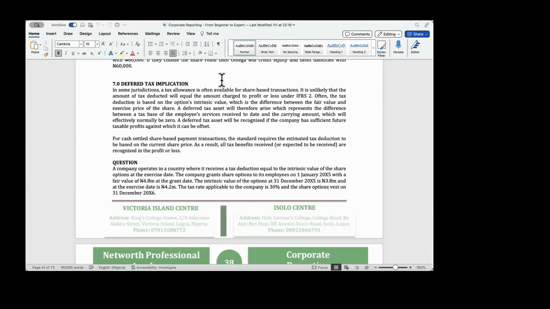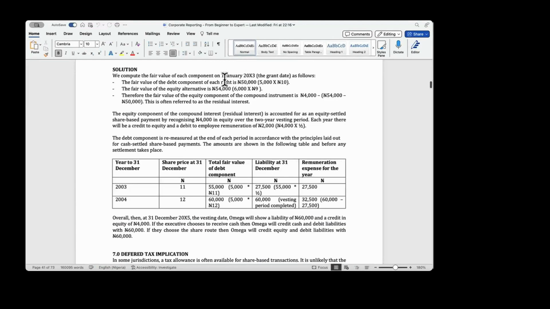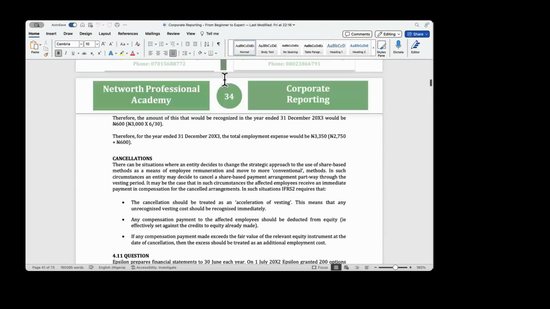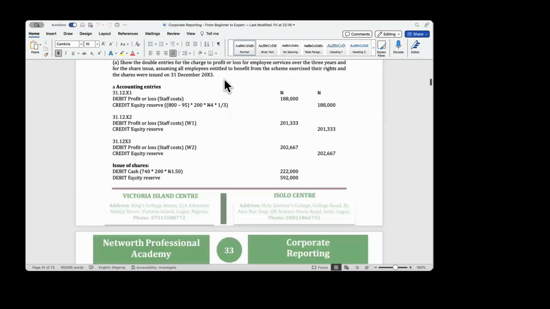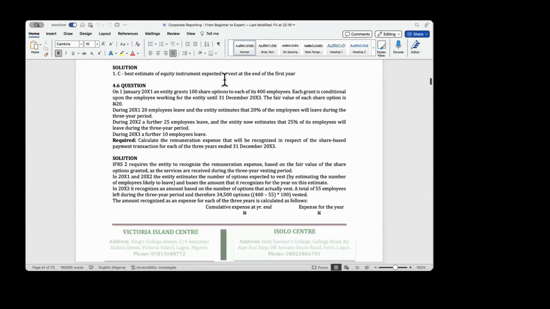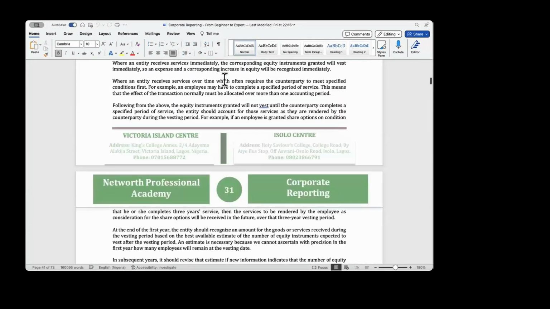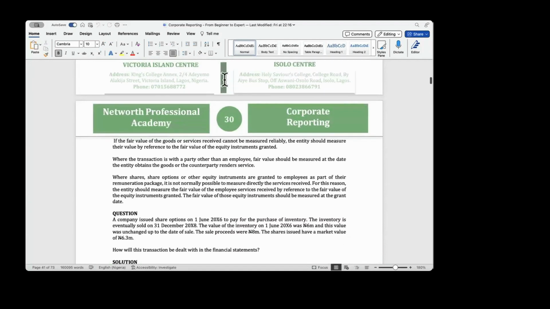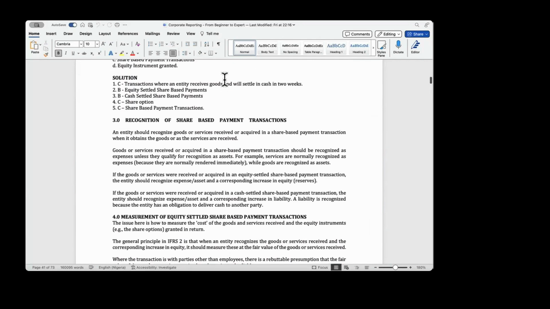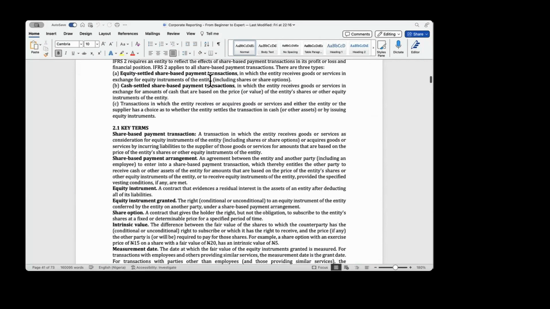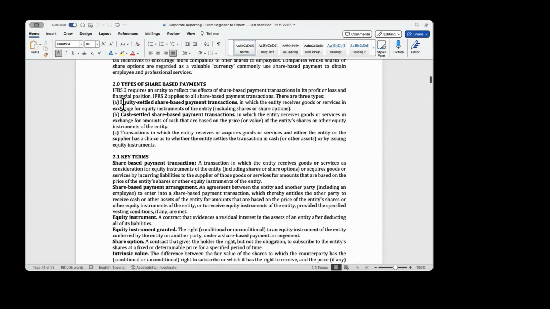So far, what we have looked at for share-based payments, we already know that share-based payments deal with when an entity receives goods or services and in return they pay with their equity instruments. And this can happen either as equity settled, where they solely pay with their equity instruments, or cash settled.